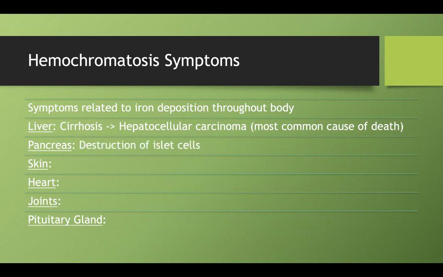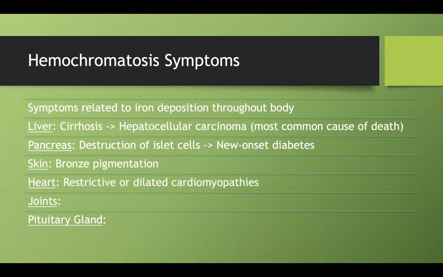In the pancreas, all of that iron deposition can actually destroy your islets of Langerhans. And we know we need our islets of Langerhans to produce things like beta cells. And if you have a lack of beta cells, if they're getting destroyed by all this iron deposition, you can end up with new onset diabetes. All the iron that's deposited in the skin causes this classic bronze pigmentation.